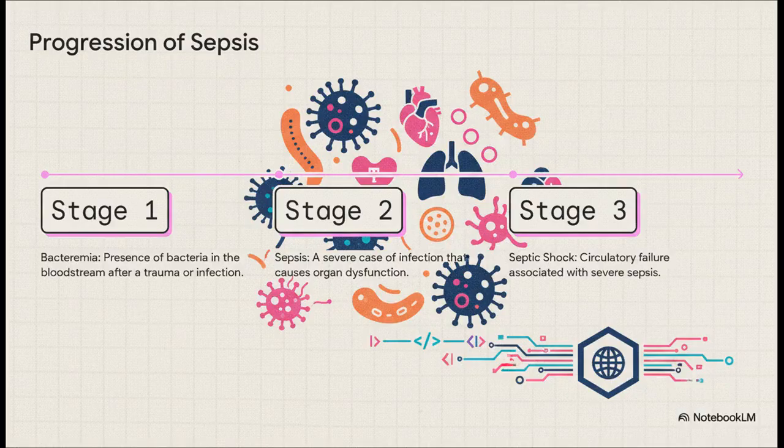Now, sepsis is scary because it progresses in these really clear, really dangerous stages. It can start as just bacteremia, which means bacteria in the blood. But if the body overreacts, it becomes sepsis, which can cause organs to fail. The final, most deadly stage is septic shock, a total circulatory collapse. And you better believe each of these stages gets its own increasingly urgent set of codes.